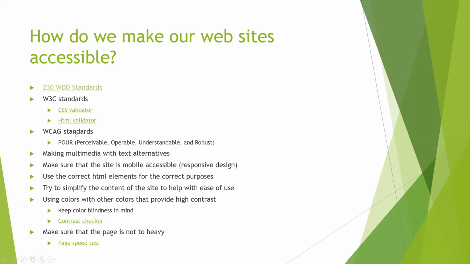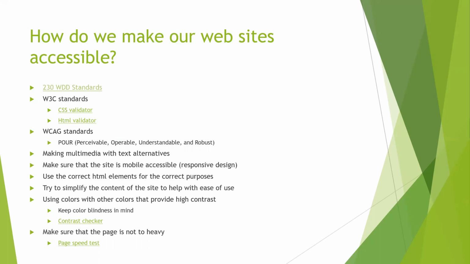WCAG standards. They have an acronym that they use to help you remember what you should be designing towards. It's called POUR. So you want to make sure your site is perceivable, so people who have different disabilities can still perceive the site, whether that's by listening to it or seeing it, however it is. Operable, so people with different disabilities can use the site.